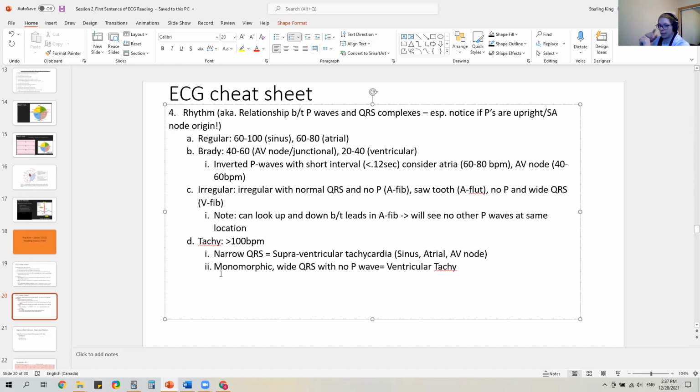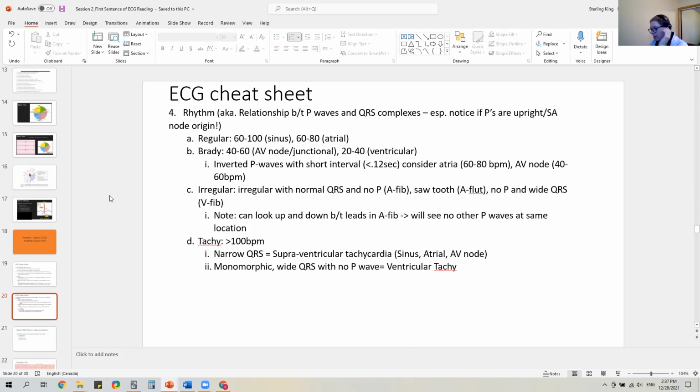Or it could be literally up, down, up, down, up, down, really wide QRS, and there are no P waves. That's ventricular tachycardia. Again, just Google it. It's very, very easy to see.